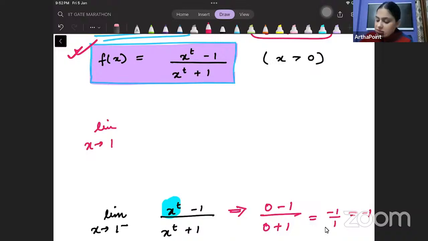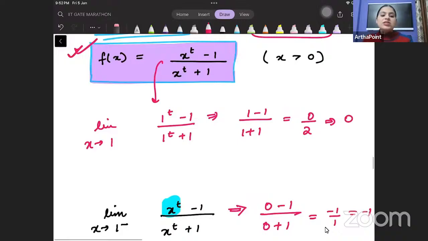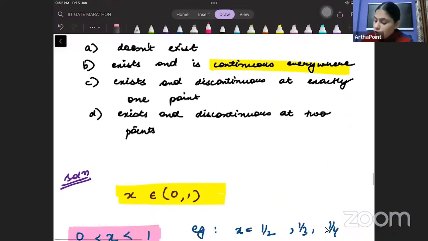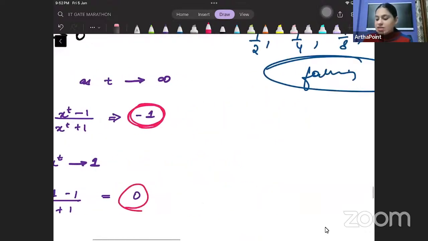Well, in that case, if I put exactly 1 here, I will get 1 to the power t minus 1 upon 1 to the power t plus 1. 1 to the power anything is just 1. So I will get 1 minus 1 upon 1 plus 1, which is 0 by 2. It means I will get 0. So the value of my function at 1 is 0. Beta, from this itself we found out that the function is not continuous.